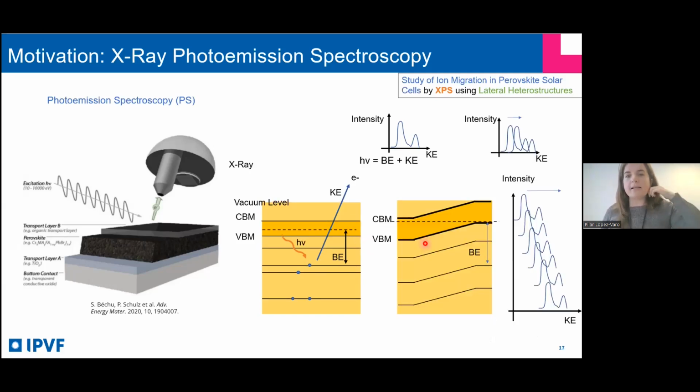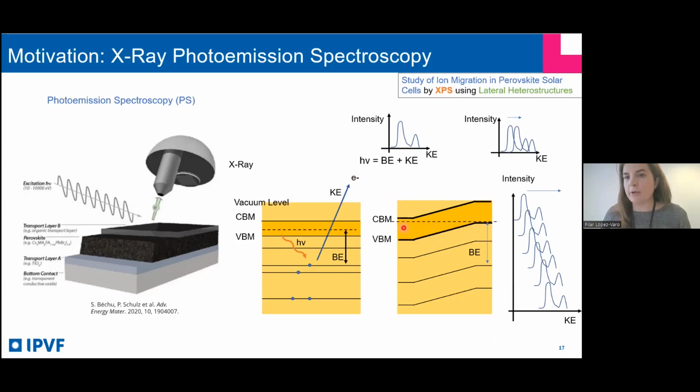And now, as I said, our device presents a change in the potential, because underneath we have an electron transport layer and a hole transport layer. One is N-type and the other is P-type, so we have something like this.